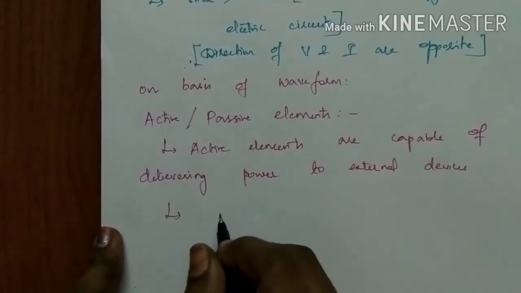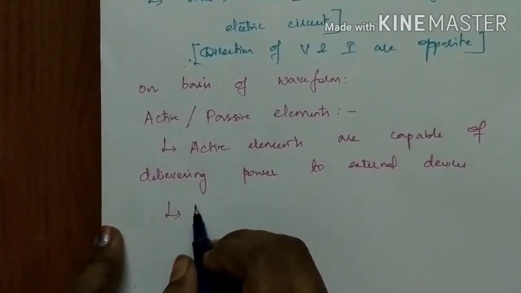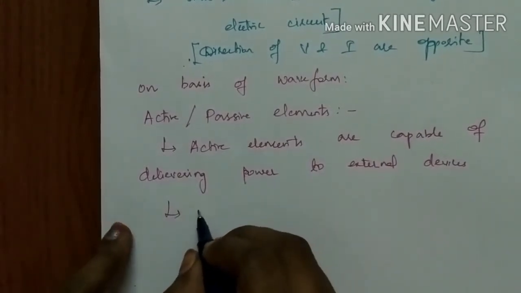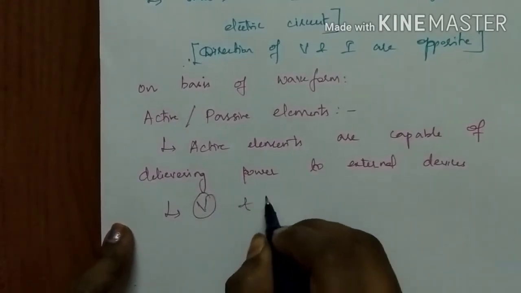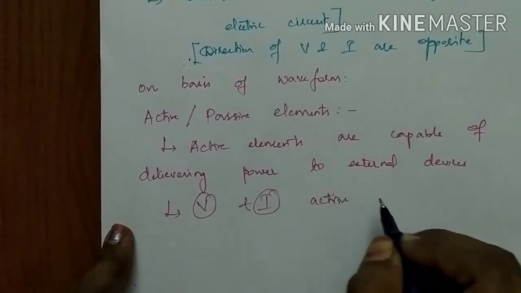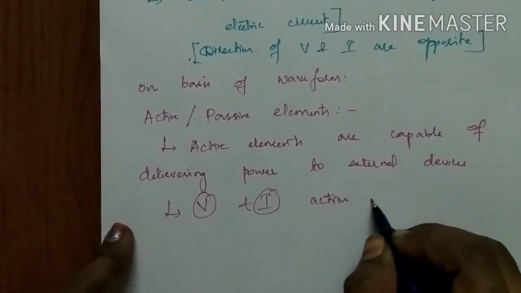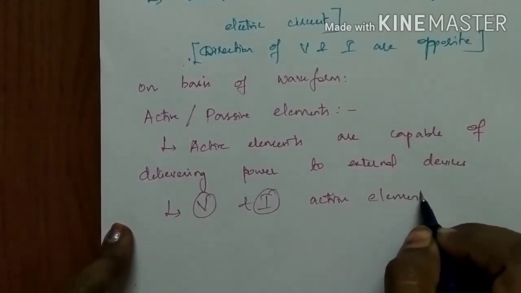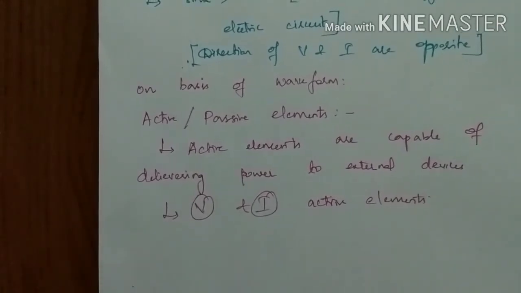Normally, energy sources like voltage source and current source are termed to be as an active element, since it supplies energy to the elements that present in the electrical circuits. So, it is termed as an active element.